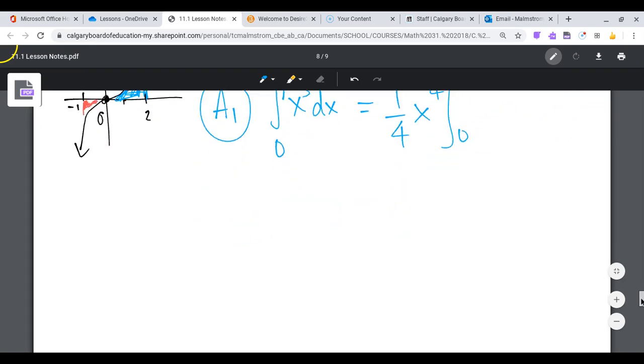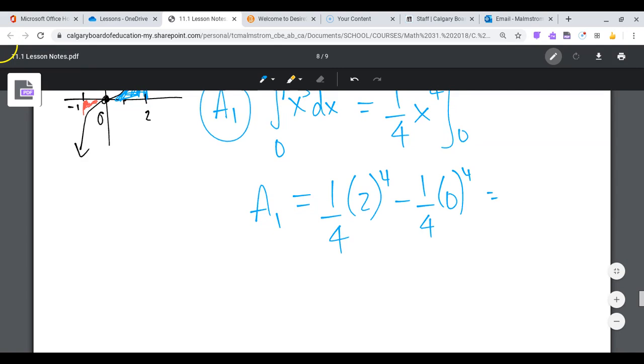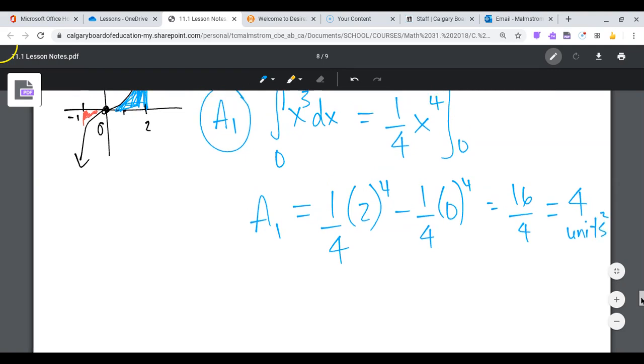So the area of region 1 will be 1/4 times 2 to the power of 4 minus 1/4 times 0 to the power of 4, which is going to be 2 to the power of 4 is 16. 16 on 4 is 4, because anything times 0 is just 0. So that's the first region. That's the area above. And since this is area, I'm going to put units squared. So it's 4 units squared above the x-axis.